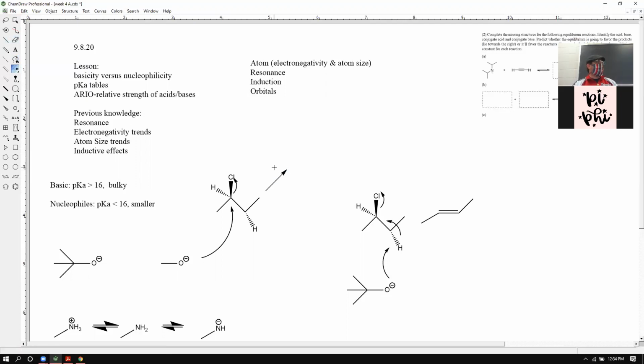This is just a setup for when we start talking about reactions, because usually you have to figure out whether a reaction is going to go through a base reaction or if it's going to go through a nucleophilic reaction. And the product here will be something like this. Any questions on that?